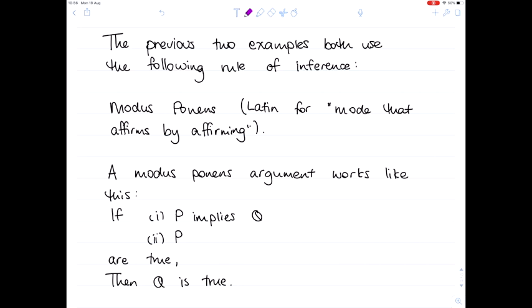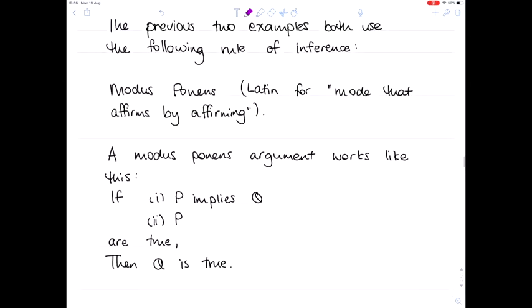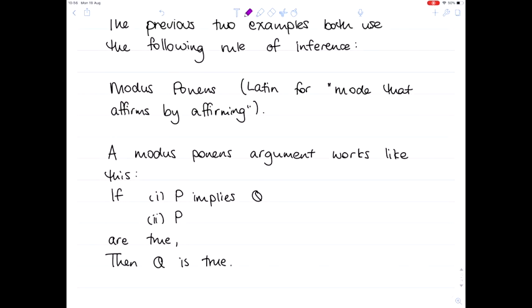So the previous two examples both use the following rule of inference, and it's got a Latin name called modus ponens, and this means the mode that affirms by affirming, which sounds a little crazy, but it kind of makes sense when you think about what we actually do when we're using a modus ponens or a direct argument. So our direct argument says, if we assume two things are true, and the two things we assume true are that P implies Q is true and that P is true, then we can conclude that Q is true.